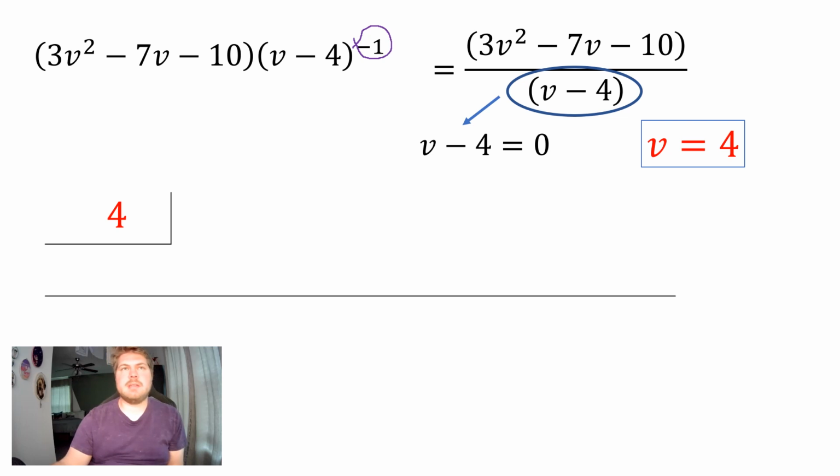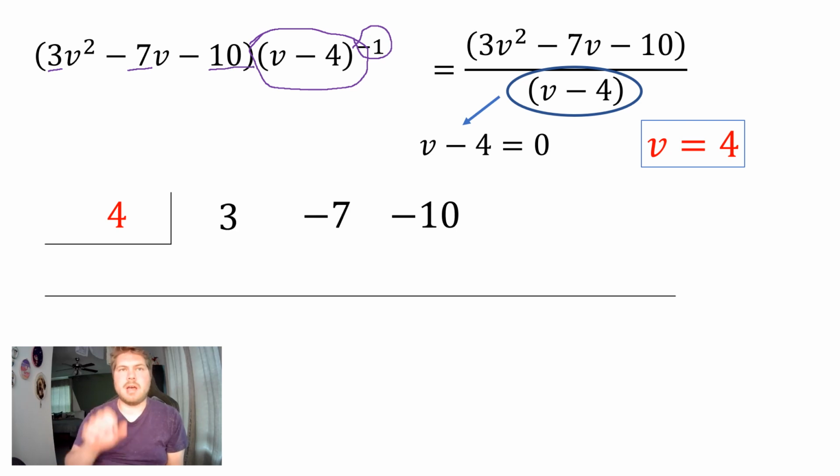Now, I hope I didn't lose you by this point, but basically, whatever makes the thing you're dividing by equal to 0. So if this was plus 4, it would be minus 4. If it was minus 2, it would be positive 2. If it was plus 2, it would be negative 2. Whatever makes it 0. So in this case, it's 4. And now we're going to move all these numbers. We're going to line them up at the top.